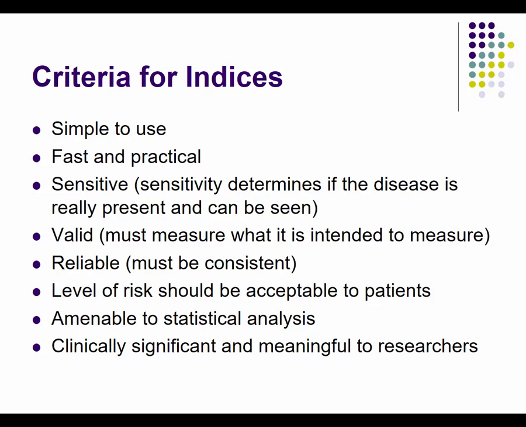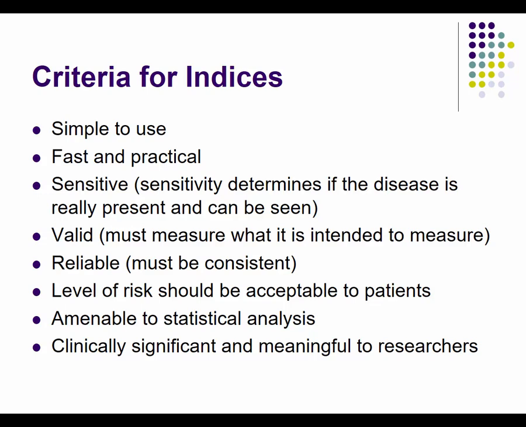It should be valid, which means it's measuring what it's intended to measure. An example of a problem with validity would be if you were doing a study and you wanted to study plaque in your patient population. What you want to know is how much plaque these people have, and rather than using a plaque index which measures plaque, you use a gingival index which measures gingival inflammation. So whatever index you're using should be measuring what you intend it to measure.